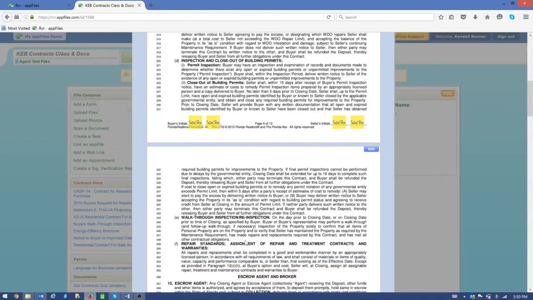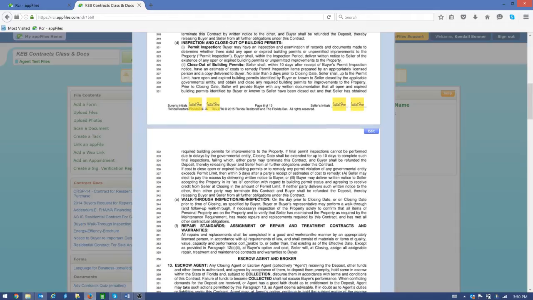So anyhow, if improvements were made to the house that required building permits, the seller has to let the buyer know that they've actually obtained all the proper permits and that they were closed out.